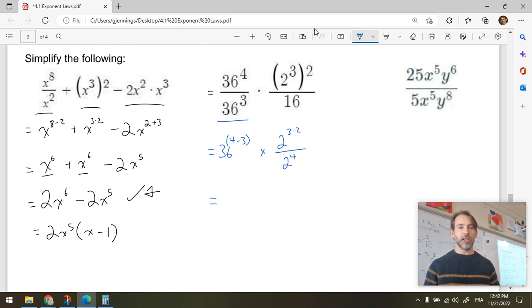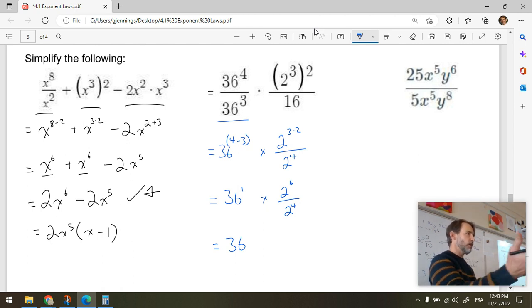Okay. Now let's bring another line here. This is 36 to the 1. Aha, that's much easier than 36 to the 4, isn't it? All right, multiplied by 2 to the 3 times 2, which is 2 to the 6, divided by 2 to the 4. 36 to the 1 is just itself, 36. Anything to the 1 is just itself.